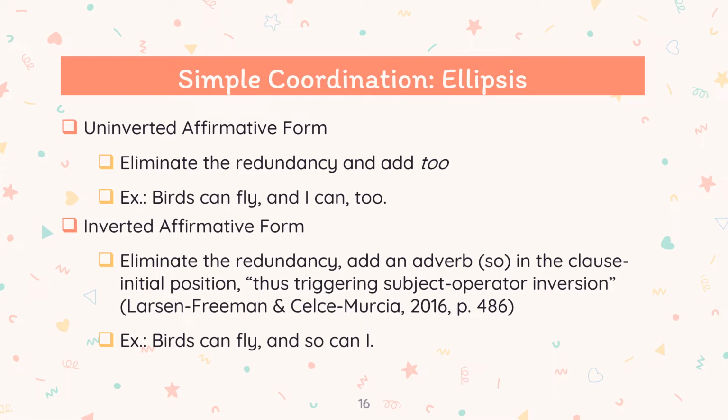In inverted affirmative form, you eliminate the redundancy, add an adverb, like the word so, in the clause initial position, and this is thus triggering the subject operator inversion. So birds can fly, and so can I. So by putting the so in that position, it is then triggering that subject operator inversion. So instead of, in that first example, I can, it switches to can I. So it's inverting it.